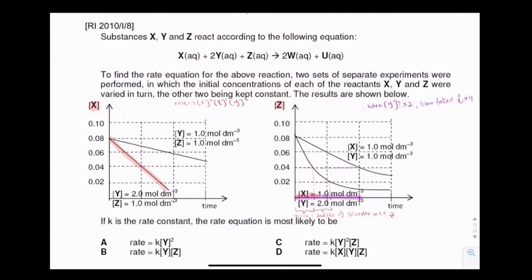So therefore, when I simplify this, rate equals k. If it's power 0, I don't include it because that's just 1. So this is it. So therefore, the answer is C.